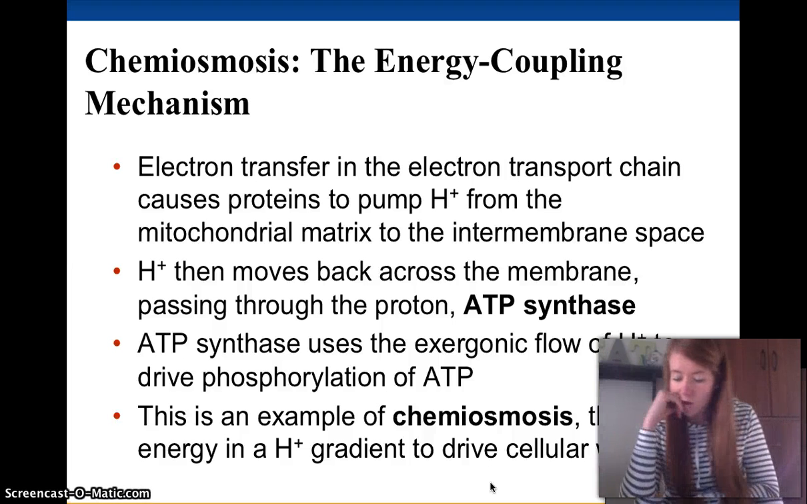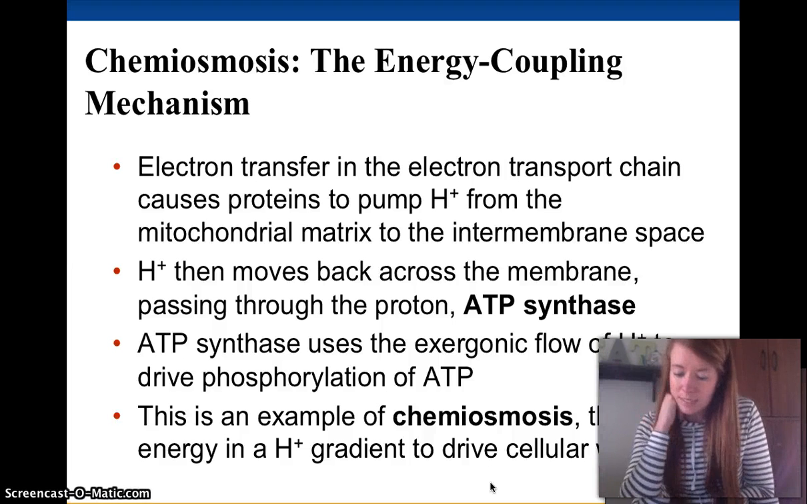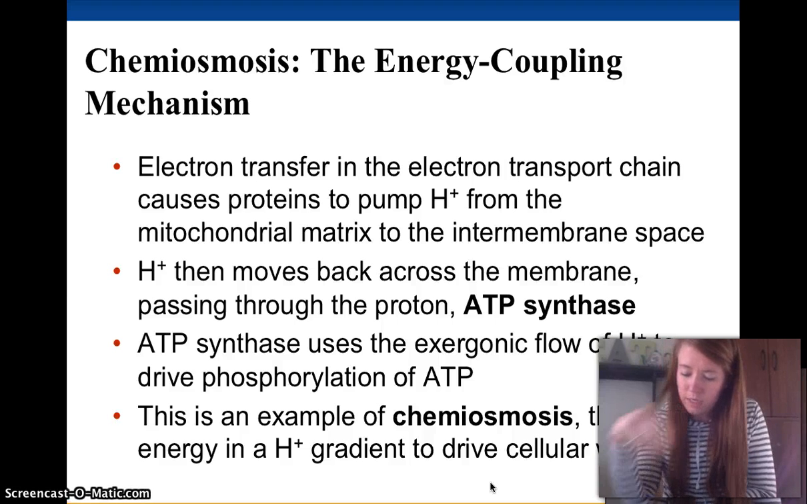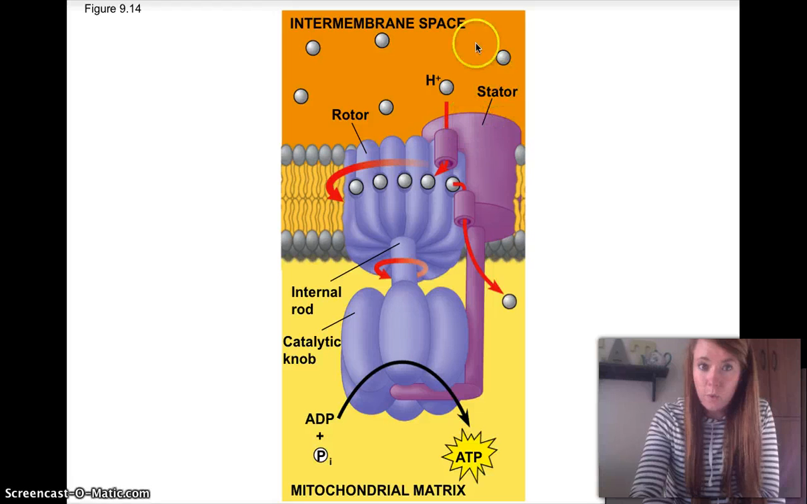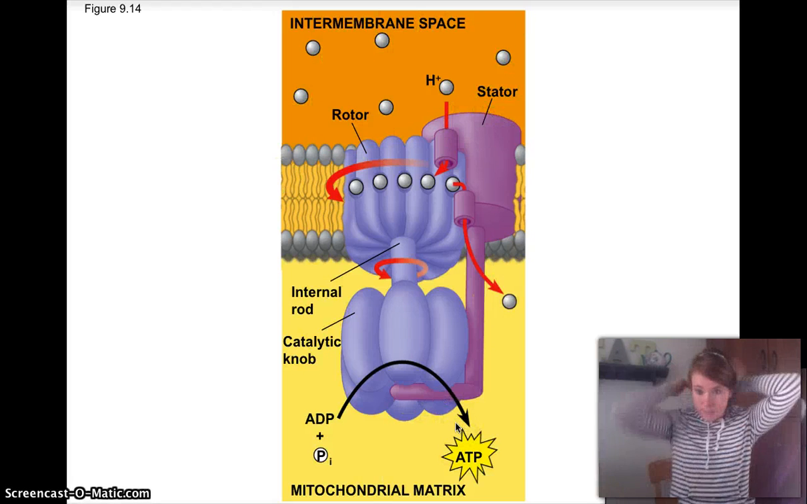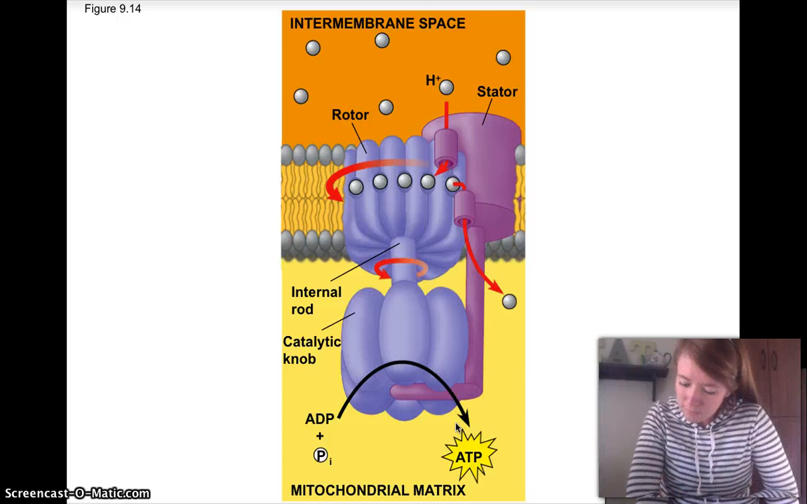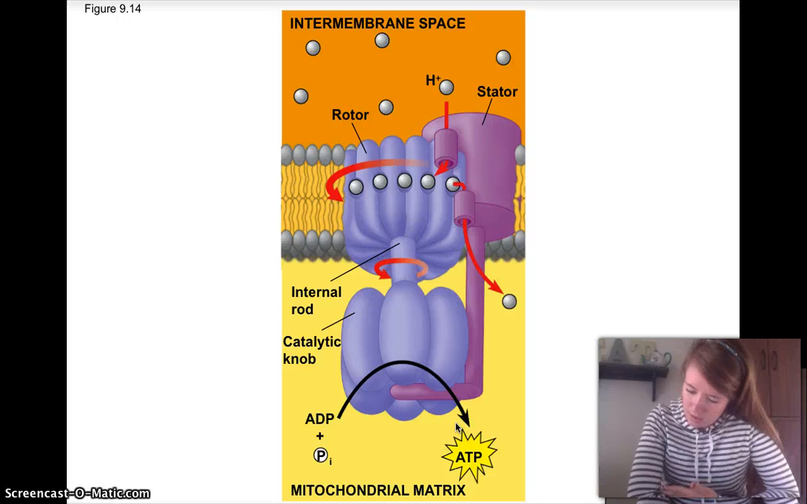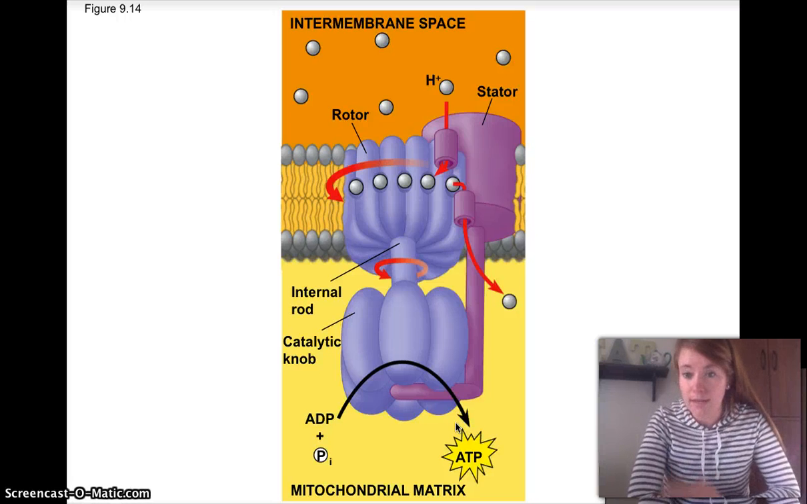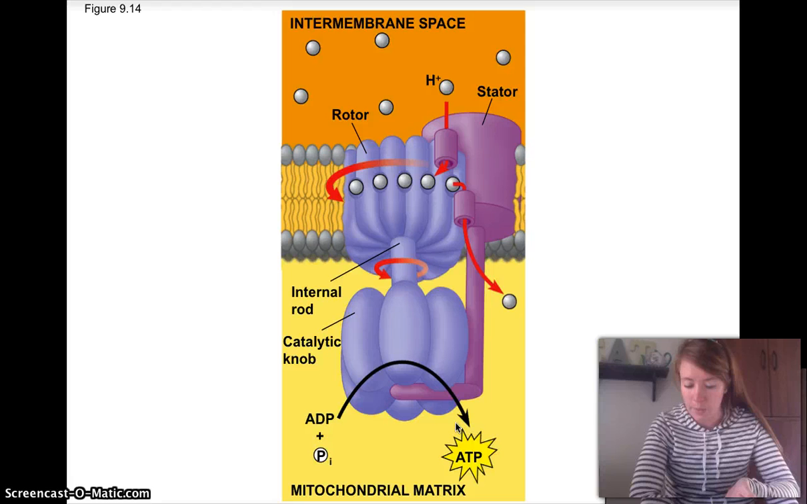And this is called chemiosmosis, because chemiosmosis is defined as the energy stored in the form of a hydrogen ion concentration gradient. So we have a hydrogen ion concentration gradient. There's way more hydrogen ions out here than there are in here, more in the intermembrane space than in the matrix. And so they use the energy stored there to drive cellular work, and in this case, the cellular work is making ATP.